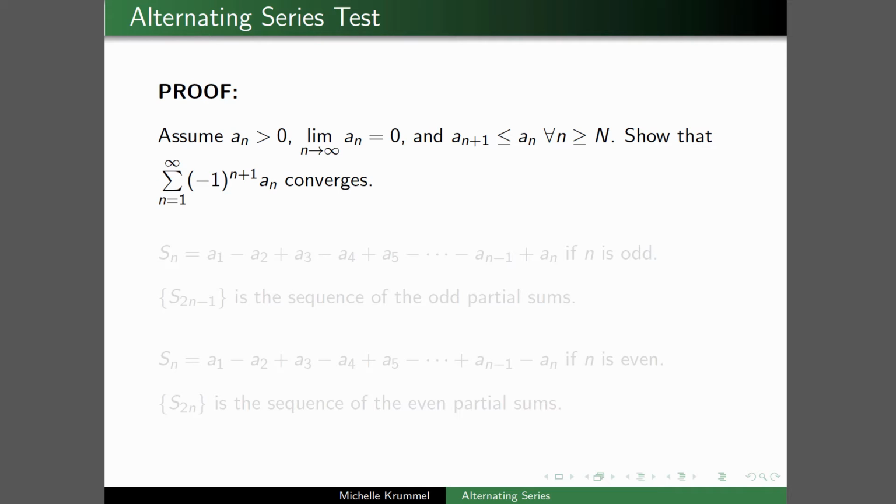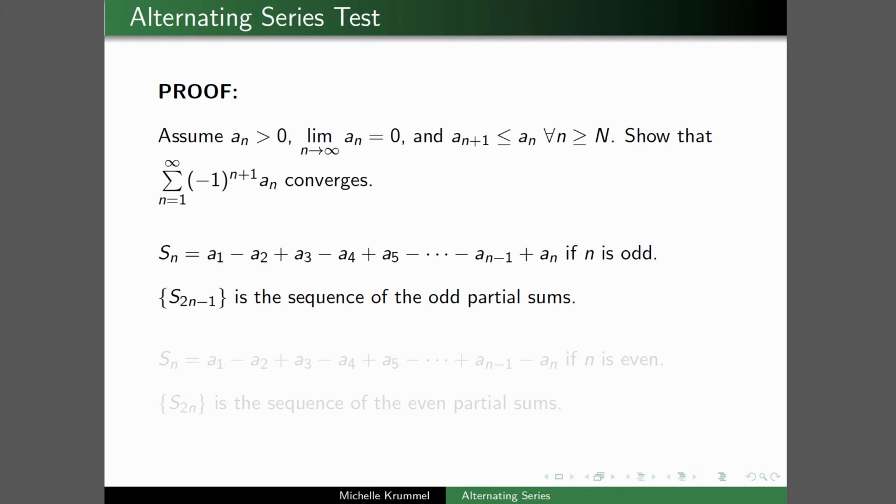Let's start by looking at the partial sums. The nth partial sum is given by s sub n, and it means the sum of the first n terms. If n is odd, then the nth partial sum is a1 minus a2 plus a3 minus a4, and so on until we get to the last term, a sub n. And if n is odd, then that last term has a positive value.